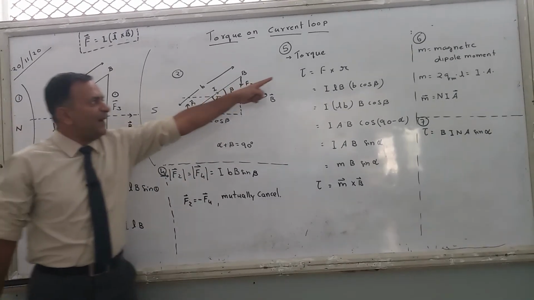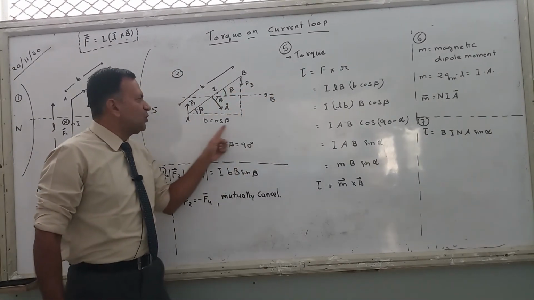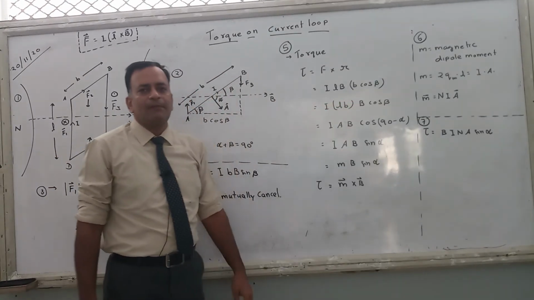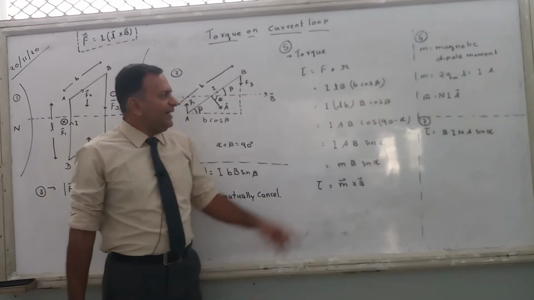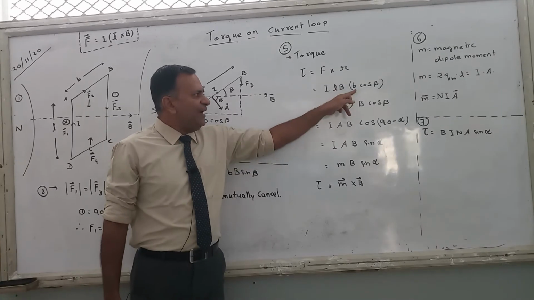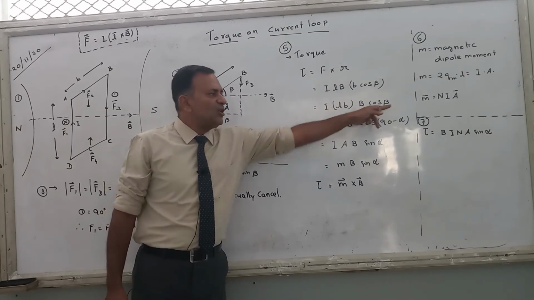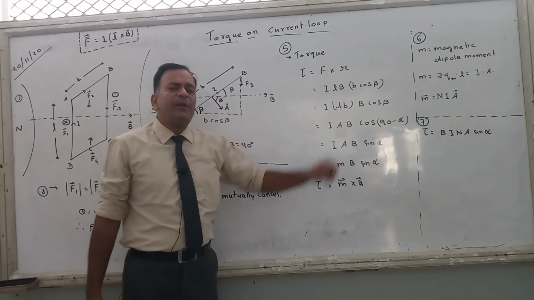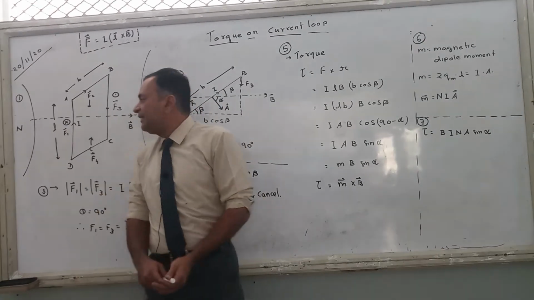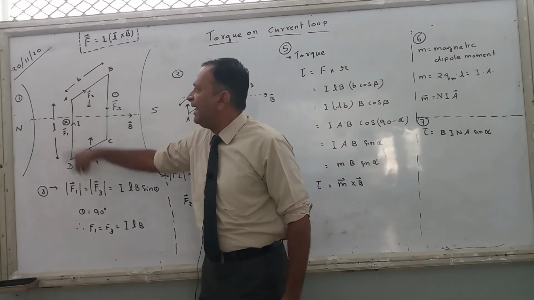So multiplying this by distance r, which is equal to b cos beta. Okay, now the mathematics, I, L and B taken together, then b cos beta. What is L into b? L into b is nothing but the area of this loop, L into b.